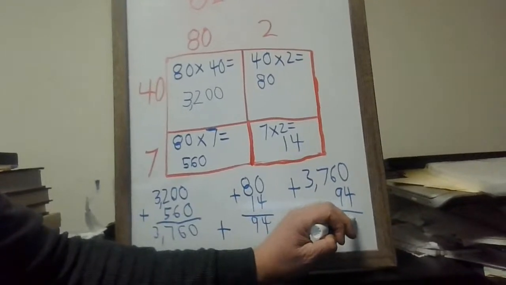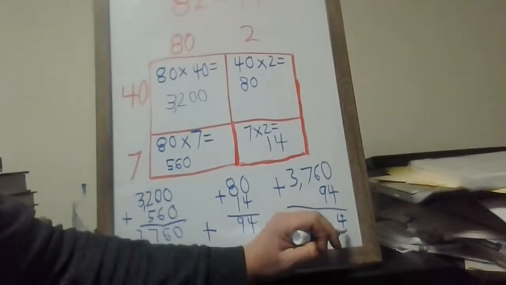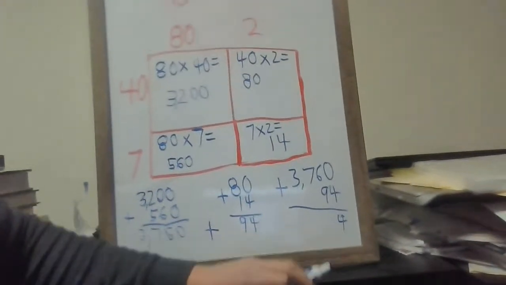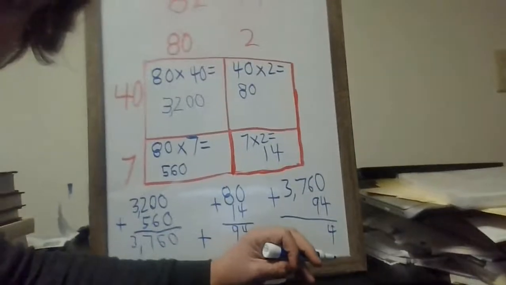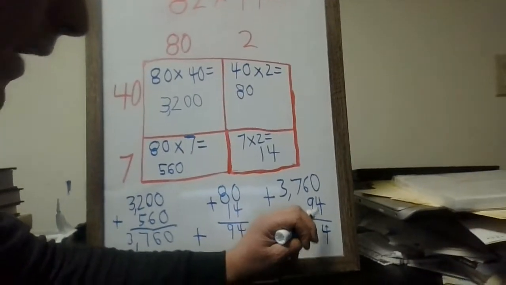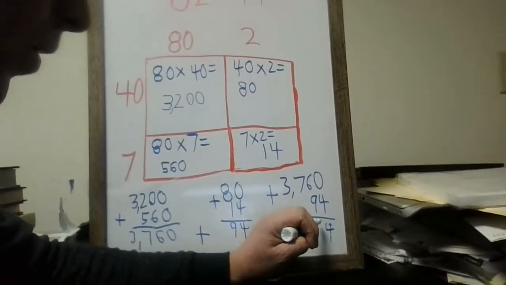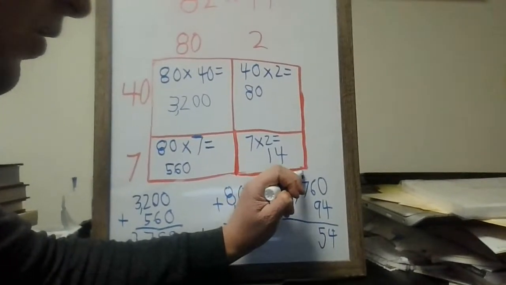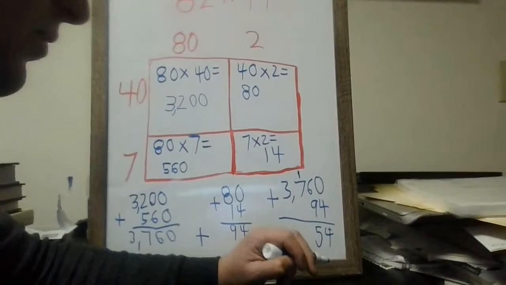0 plus 4 equals 4. 6 plus 9 equals 15. So whenever there's a sum that's 10 or more, we have to regroup. So the 5 in 15 is going to go in the tens place. The 1 in 15 is going to get carried over to the hundreds place.